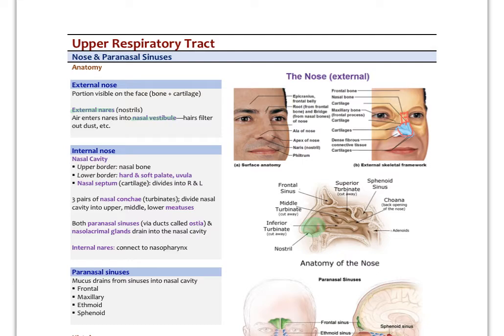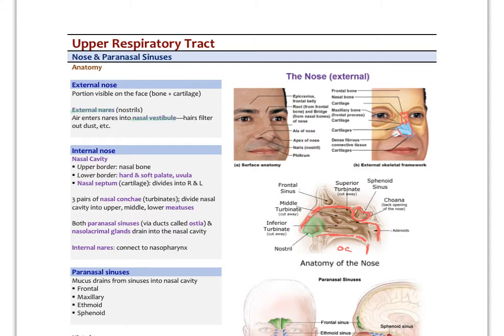And then we have the internal nose, and that's made up of the nasal cavity. The upper border of the nasal cavity is made up of the nasal bone. So again, here's the cartilage, here's the hard bone, here is the upper nasal bone. Notice that if you go back, there's actually a hole here, a pocket, and that is the sphenoid sinus. And then it goes down into the pharynx. So that's the upper border of the nasal cavity. And the lower border is actually made up of the hard palate, just here, and then the back part's the soft palate. And the uvula hangs here, and this is the oral cavity, the mouth down here.